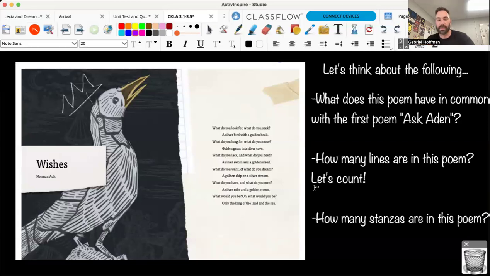If you remember, a stanza is a group of lines that go together. This is all just one big stanza. There's no split or line breaks that create multiple stanzas. It's one common section with the questions and answers. So Wishes is written in multiple lines, 12 lines, but it's just one stanza.